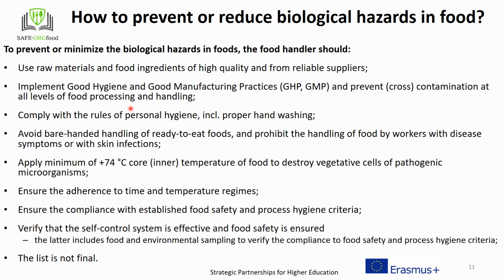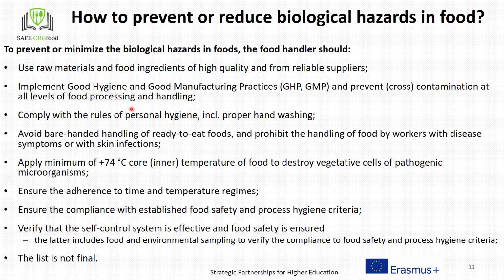To prevent or minimize the biological hazards in foods, the food handler should use raw materials and food ingredients of high quality and from reliable suppliers. Implement good hygiene and good manufacturing practices and prevent contamination at all levels of food processing and handling. Comply with the rules of personal hygiene, including proper hand washing. Avoid bare-handed handling of ready-to-eat foods and prohibit the handling of food by workers with disease symptoms or with skin infections.